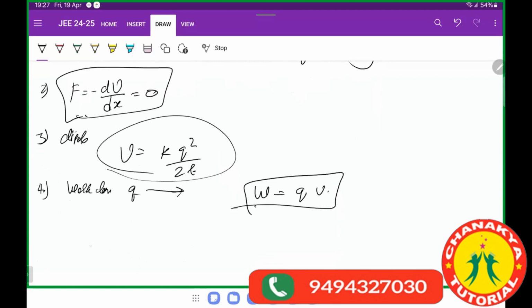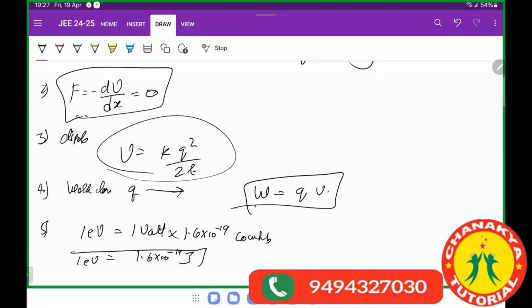So 1 electron volt. This is the most important thing, the conversion. 1 electron volt equals 1 volt into 1.6 into 10 to the power minus 19 coulomb, that is 1.6 into 10 to the power minus 19 joules. 1 eV. This conversion is most important. You need to remember this one because you'll see it in so many places, like eV. Not in this chapter, maybe in semiconductors. In semiconductors we will use eV everywhere.